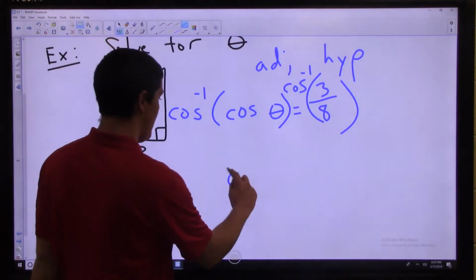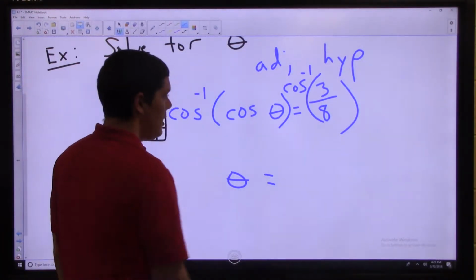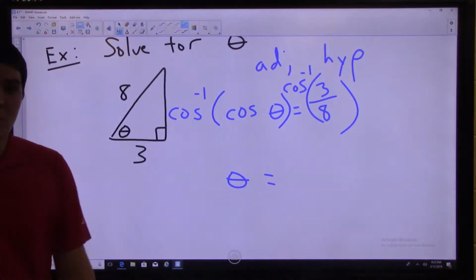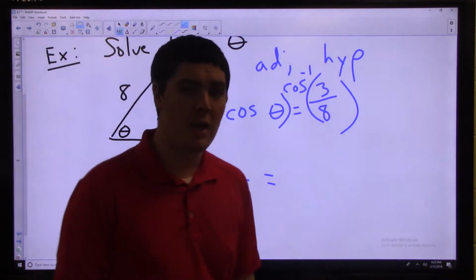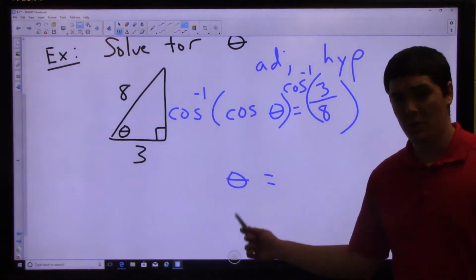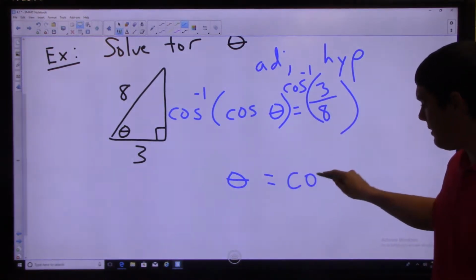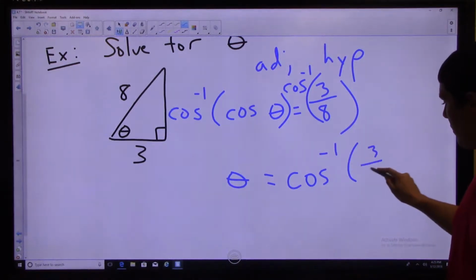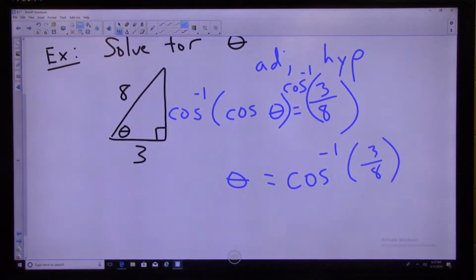So, guys, when we take the inverse cosine of cosine, those operations undo each other. So we're just left with theta, the measure of angle theta, is going to equal the inverse cosine of 3 over 8. Now, depending on how you have your calculator, if you have your calculator in degree mode, it's going to give you your answer in degrees if you type this in. Let me write this down. Inverse cosine of 3 over 8. Now, if you type it in radian mode, it's going to give your answer in radians.